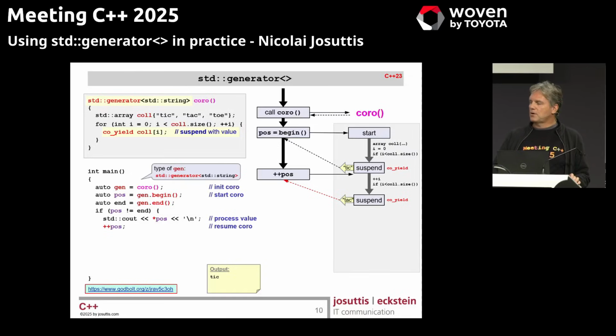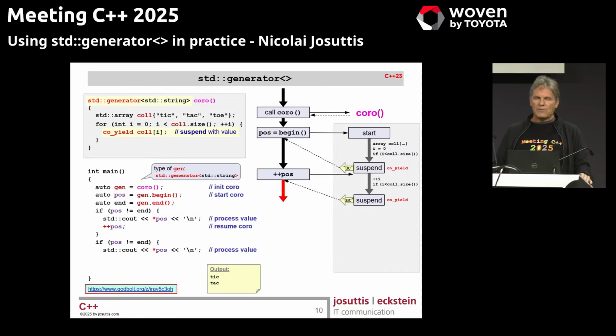Control is given back to the calling side. So again, like with begin, plus plus blocks until the coroutine gives up execution flow by saying, let's suspend or let's end the coroutine. In this case, we suspend it with a value, and that means we check again, are we at the end? If not, let's print out the value. So we print out tech, and the game continues.